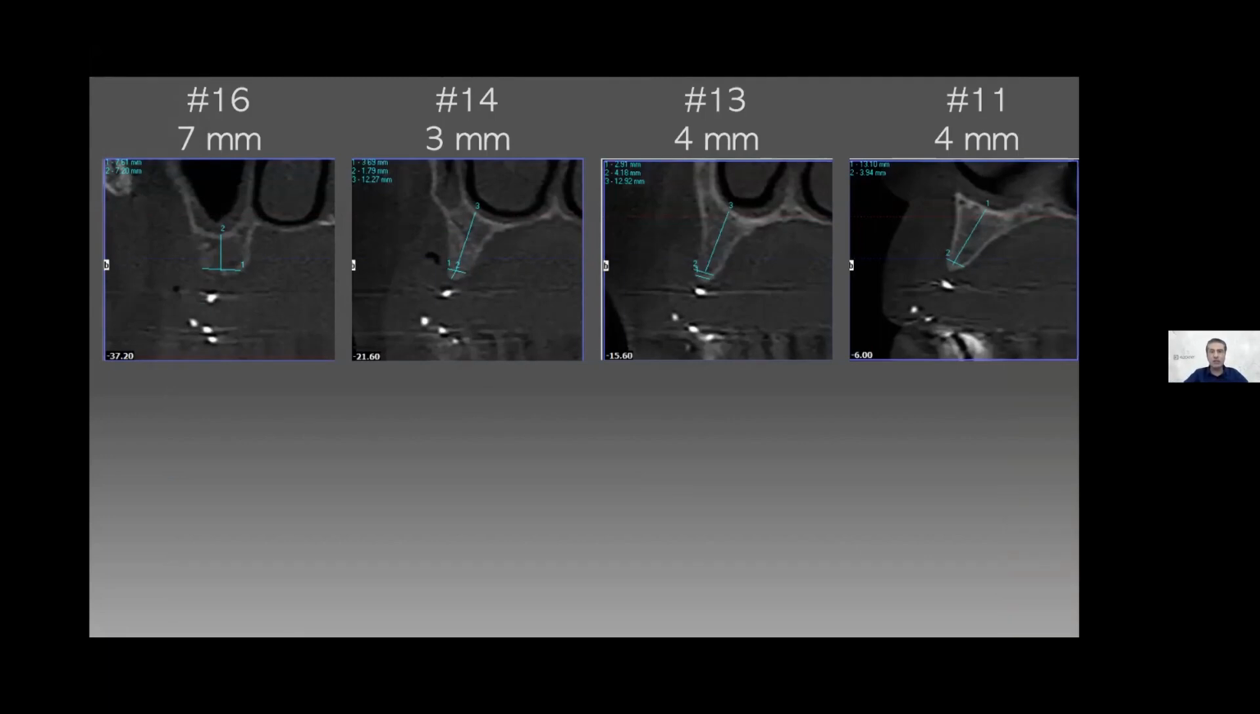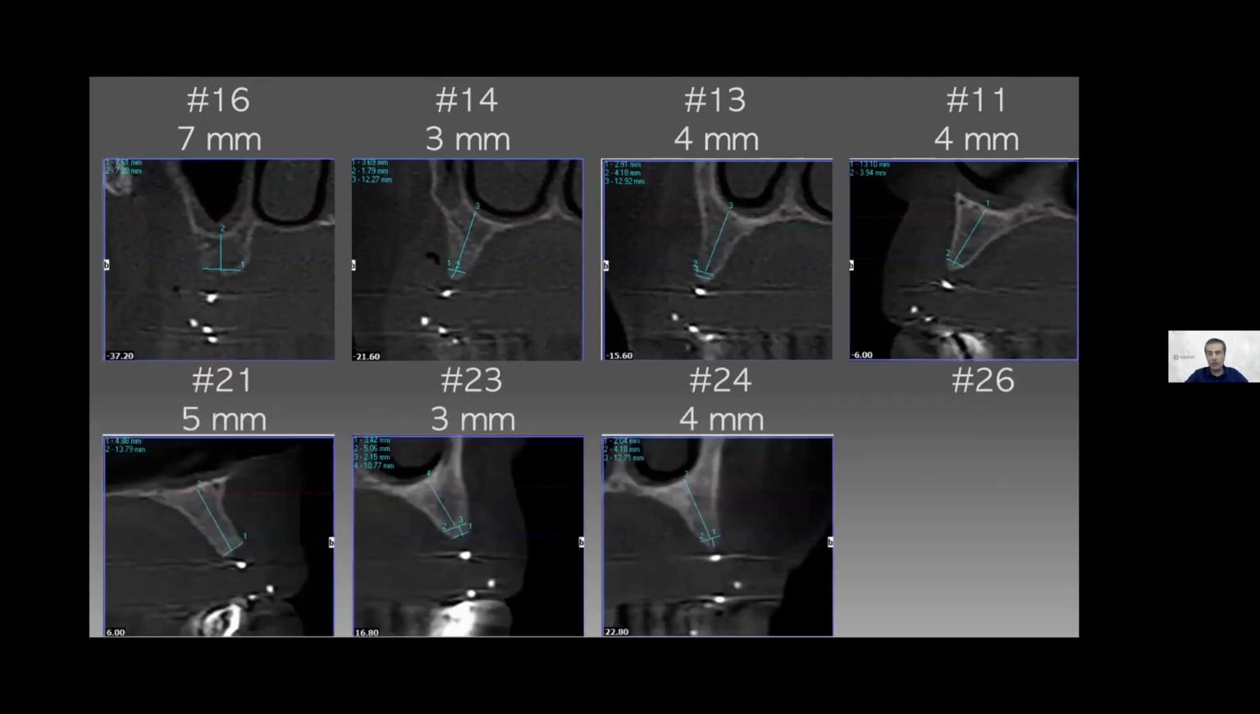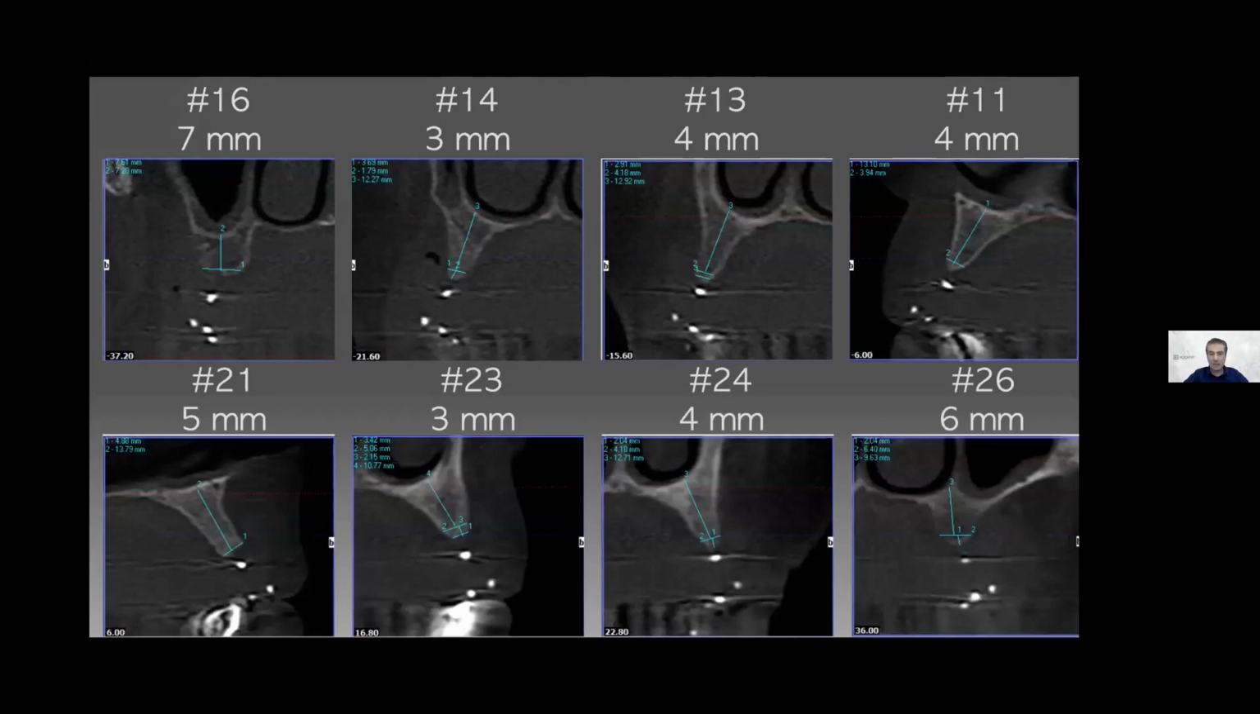16, 14, 13, 11. As you see, in the 16 area we have enough bone. For the 14, 13, 11, we did guided bone regeneration, or here we did the split technique. The same on the right: we have to make the splitting technique between the anterior teeth, and then we have to make 3 split techniques. One between 14 and 13, one between 11 and 21, and the other between 24 and 23.